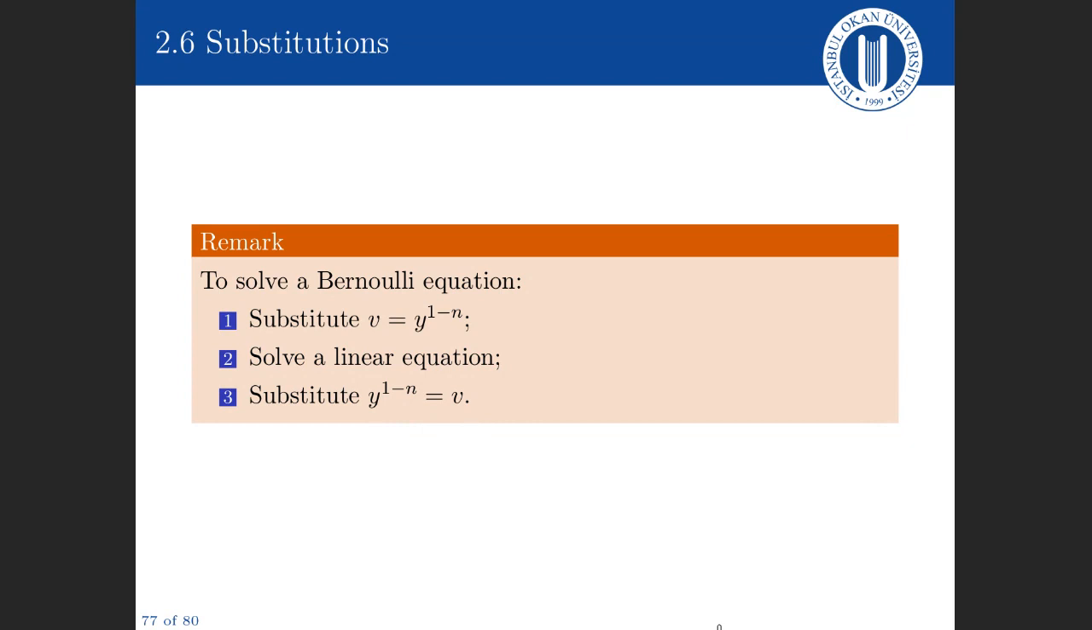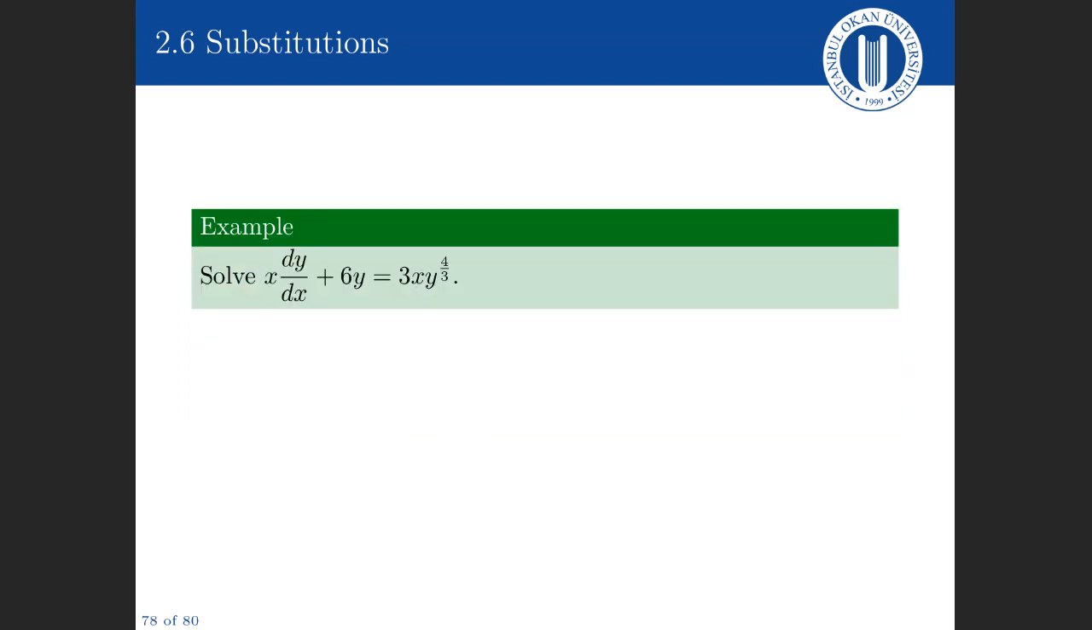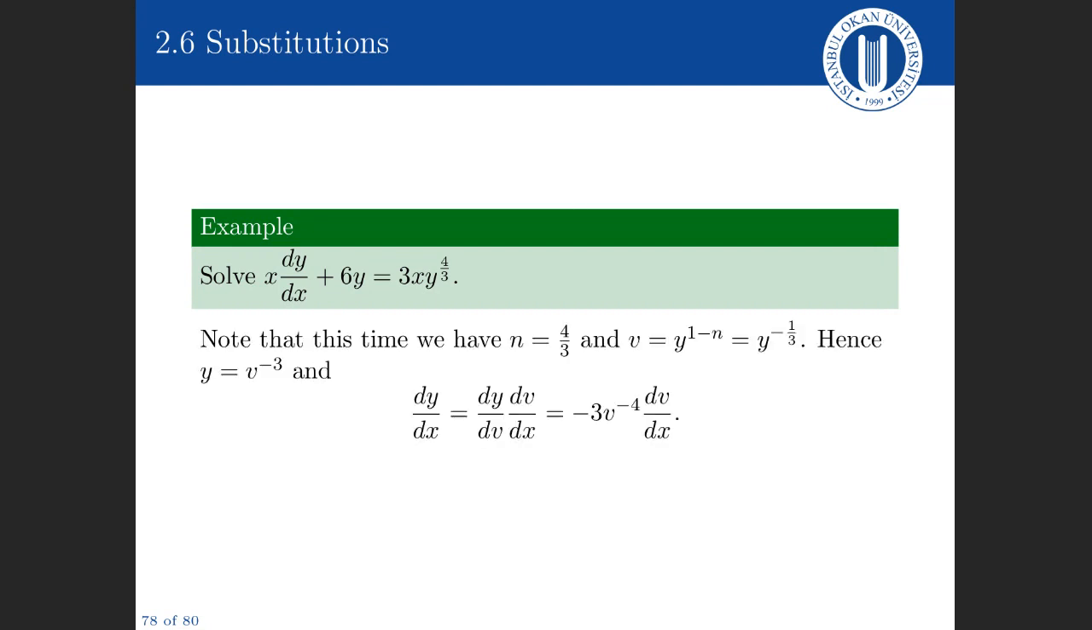I'm going to do one final example. We'll do the substitution, we'll solve a linear equation, and then we'll substitute again. Solve x dy/dx plus 6y is equal to 3x y to the power 4 divided by 3. This time, we have that n is 4 divided by 3. So the substitution v we're going to use is y to the power 1 minus n, which for us is y to the power minus 1/3.